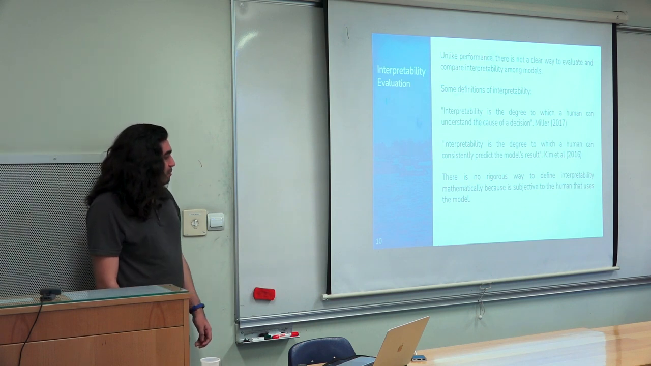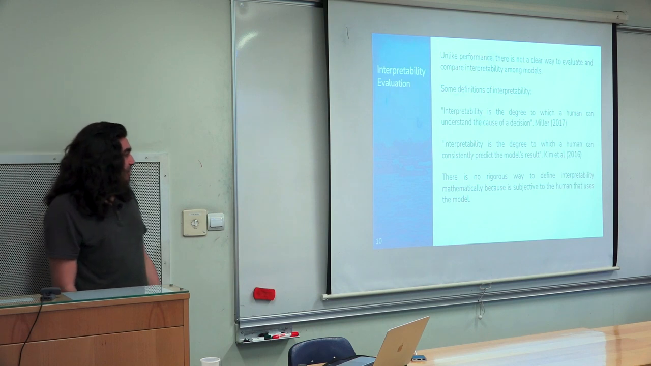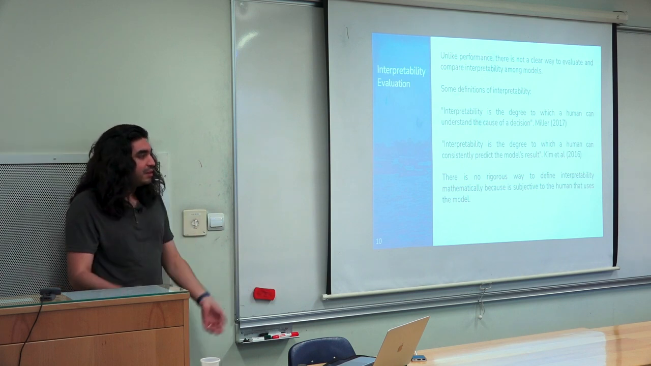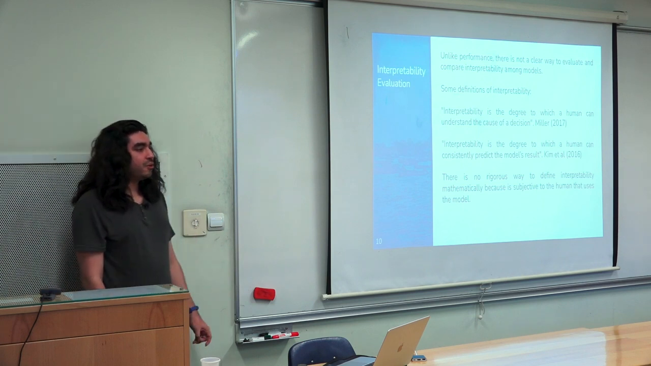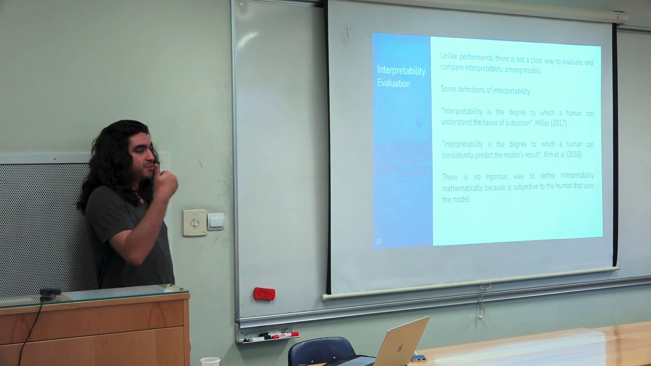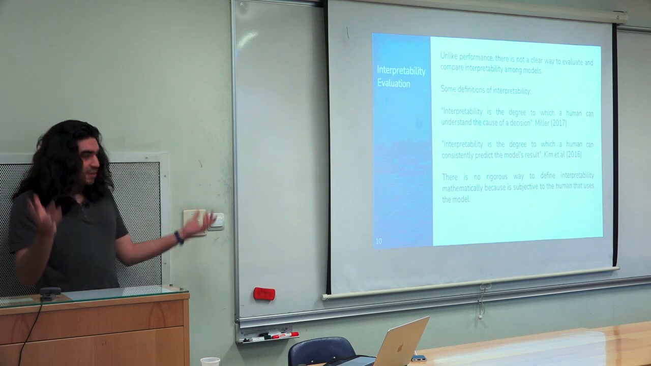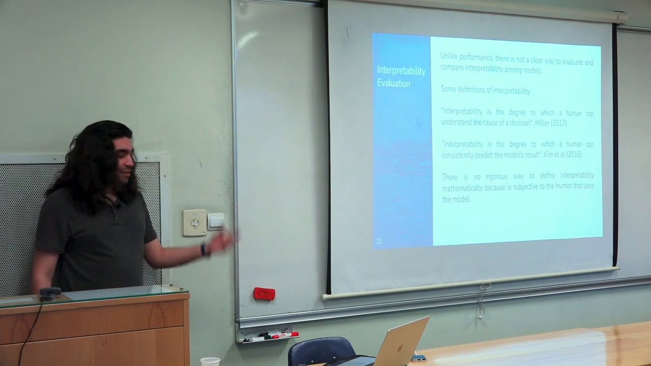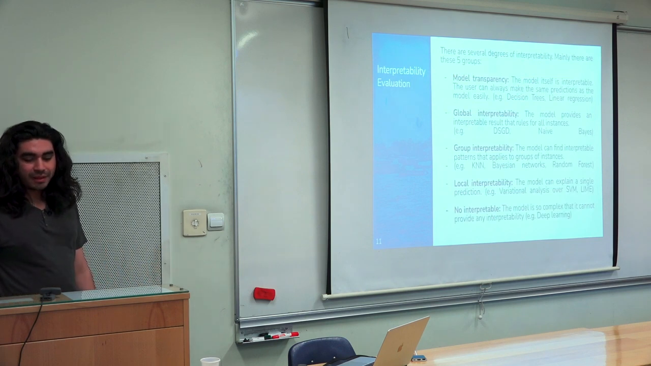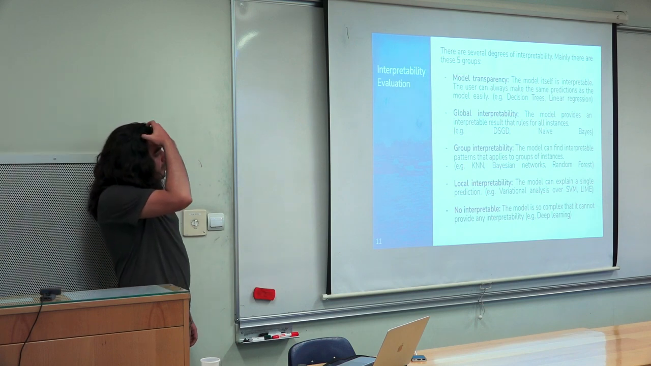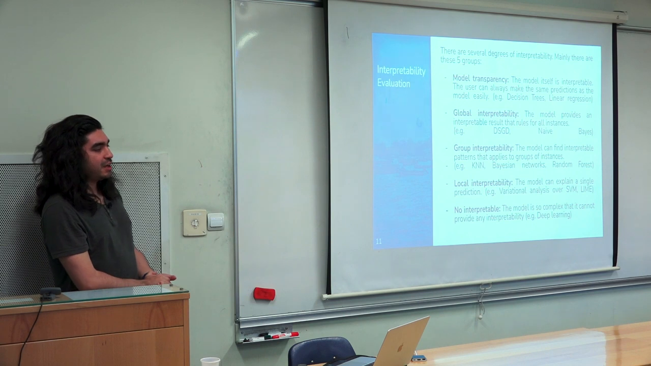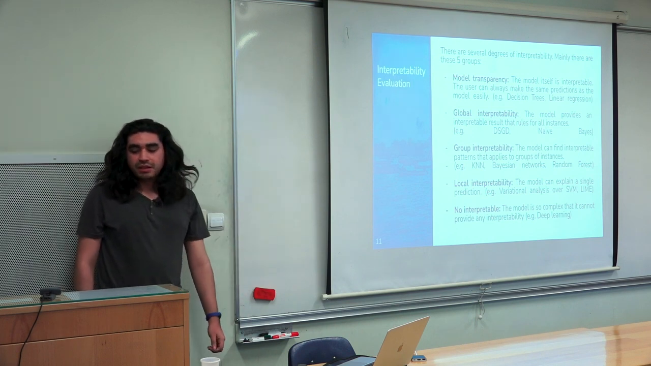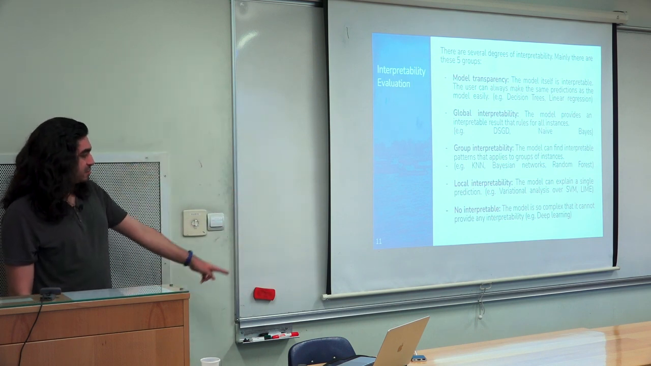to evaluate. This is the conclusion: there is no rigorous way to do that. And we are also dealing with human opinion, for example. Maybe some expert will agree with some results, but others not. You have all of this kind of problem. But we will be reviewing some strategies for interpretability evaluation. First, we need to know the degrees of interpretability that we have in models. Typically, we have 5 groups, which are these ones, from the most interpretable to the least.